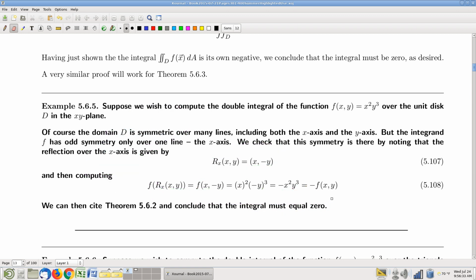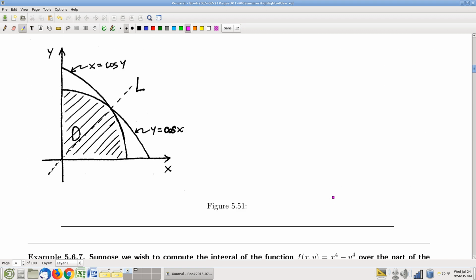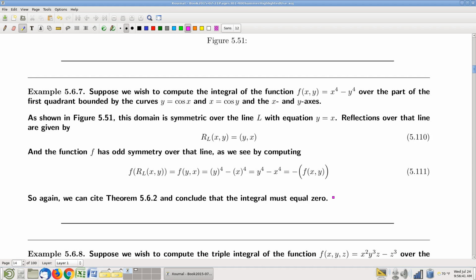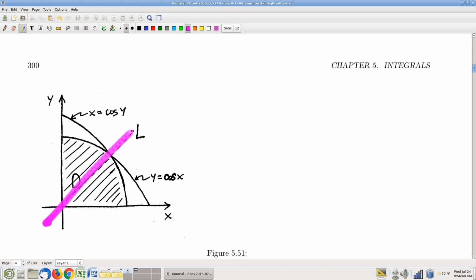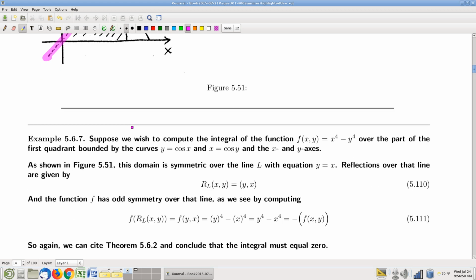Okay. All right, there's a couple more examples here. I want you all to read these examples. Here is a really, really bad domain over which, if you want to do an integral, it gets pretty brutal. But if you make a clever choice of a line of symmetry, there, write down the formula for the reflection over that line.